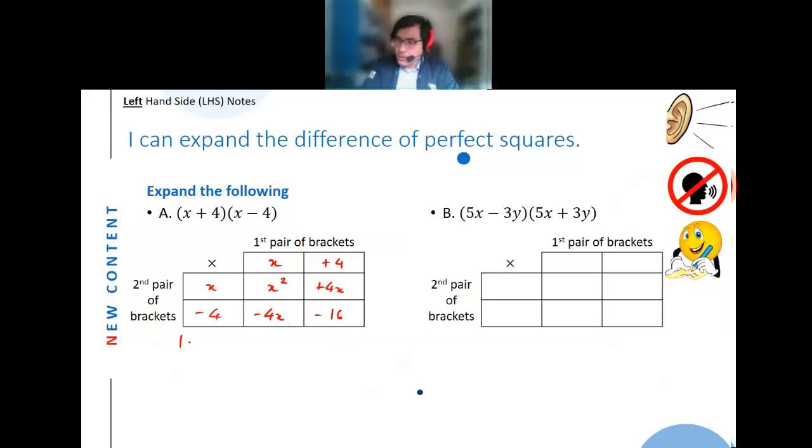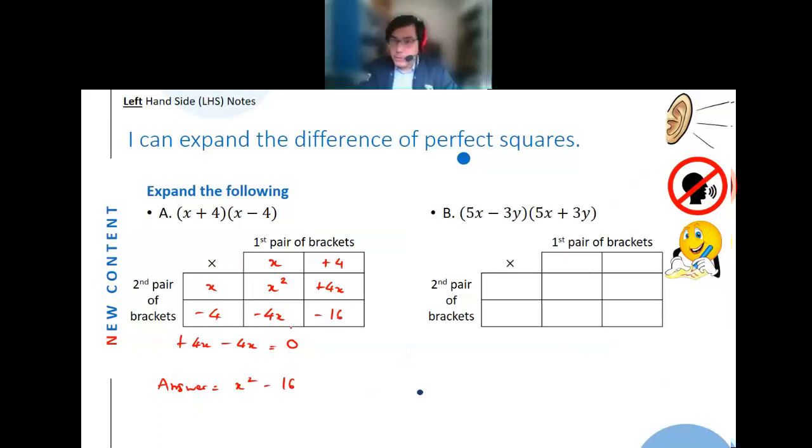So the plus 4x and the minus 4x, they cancel. You make $4 and then you lose $4. So in the end, you've got nothing. So what we have left is x squared minus 16.